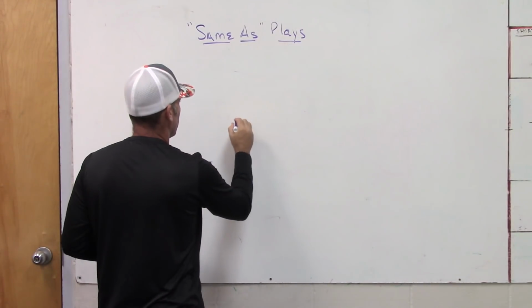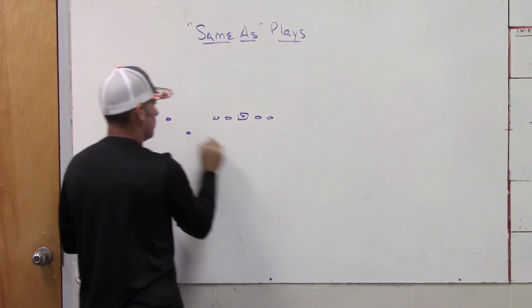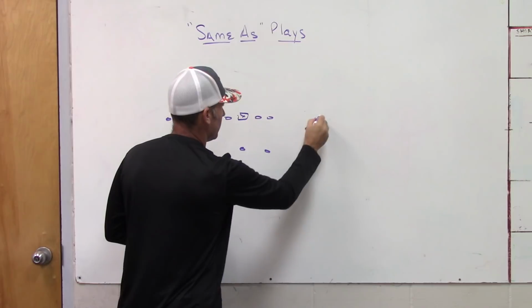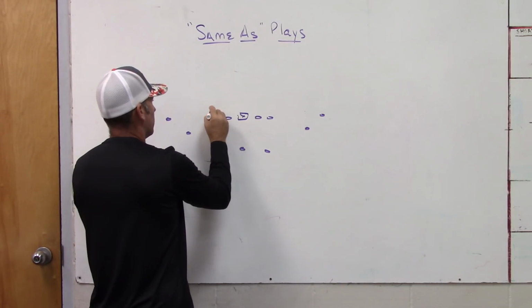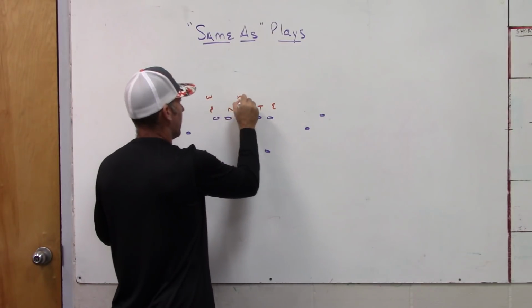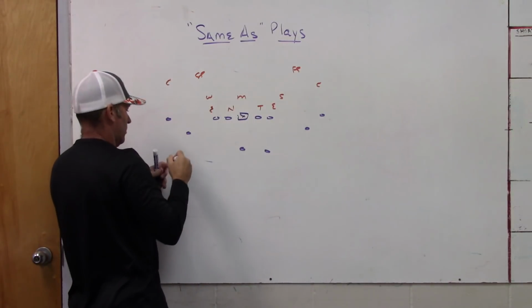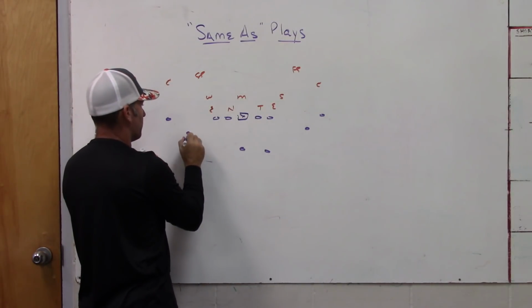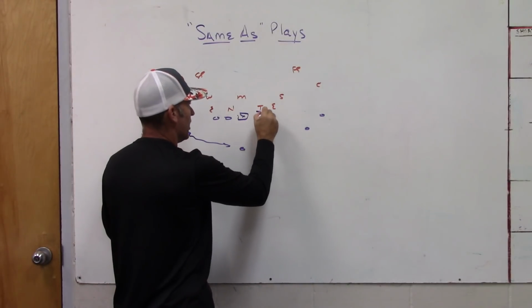If we were 2 by 2, and we offset the back to this side here, and we come with some jet sweep type motion. So let's say 2 by 2, and we bring this guy in jet motion, and let's say the first thing we do is power read.